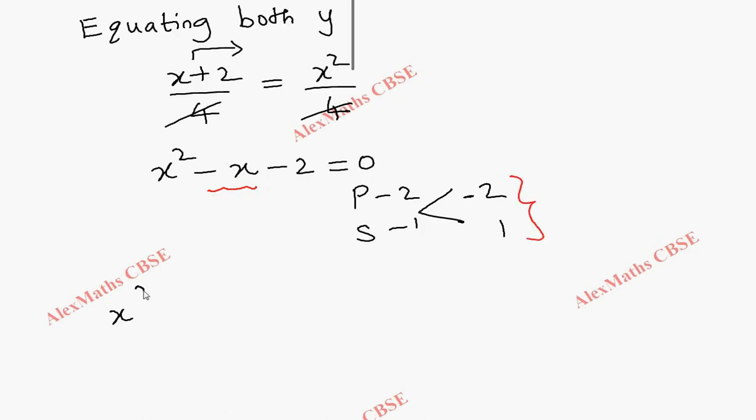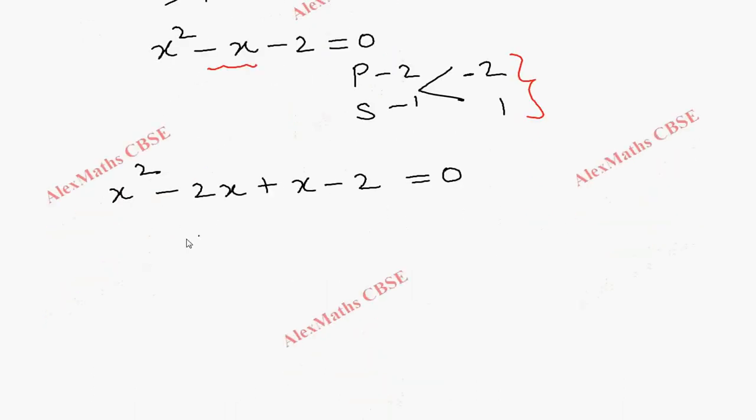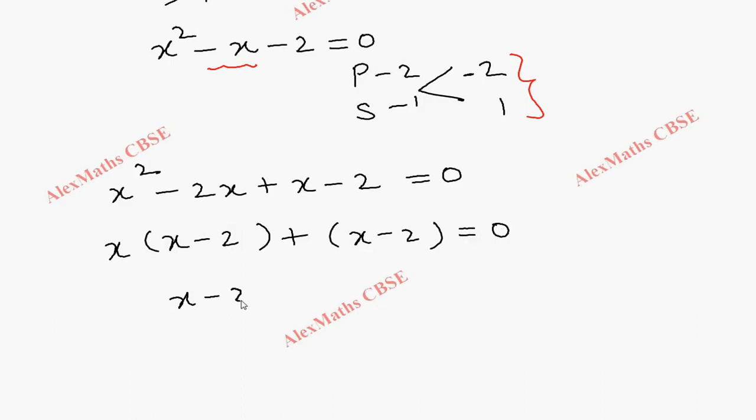So it is x square minus 2x plus x minus 2 equal to 0. Now taking x common from the first two terms, it is x minus 2, and the last two terms are written as it is. Now taking x minus 2 common, we get two factors, x minus 2 and x plus 1, which is equal to 0.